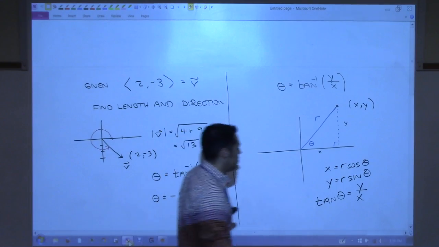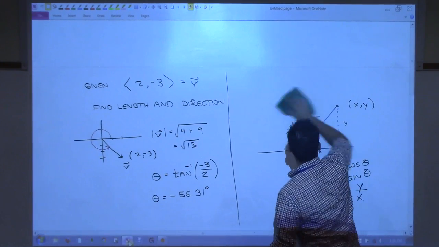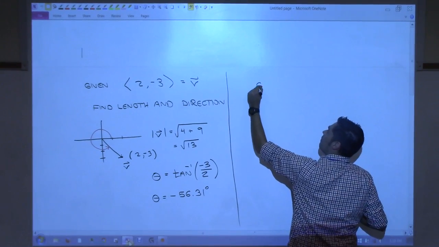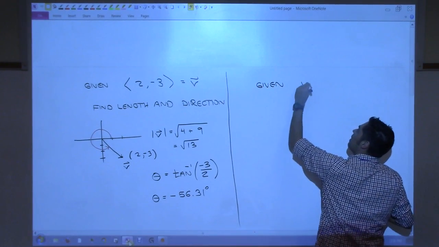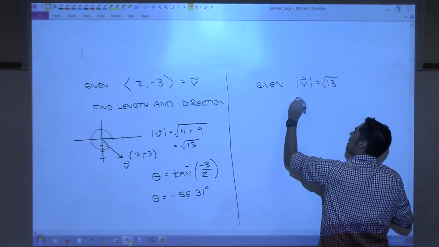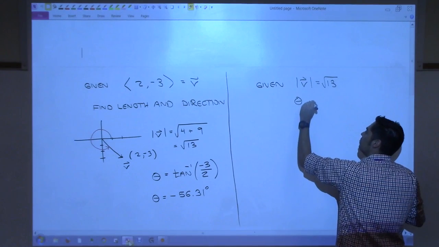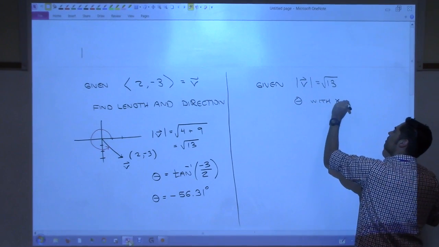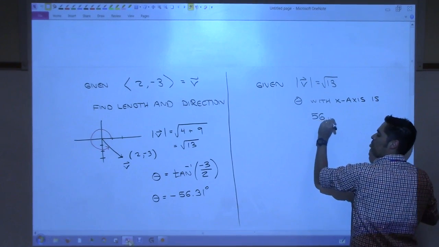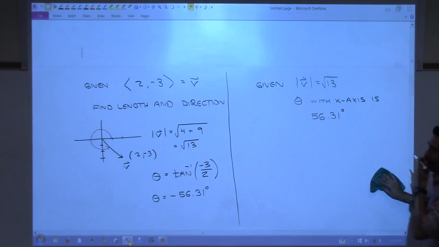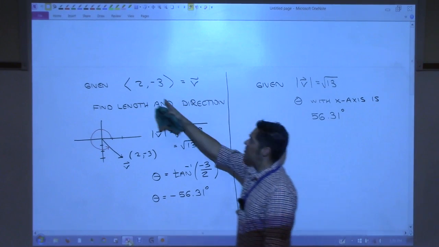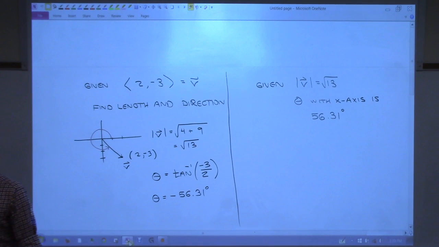Let's go the other way, though. Let me tell you that we're given some vector v, that its magnitude is √13, and that its angle, theta, with the x-axis is 56.31 degrees. It's the opposite information, right? So how are you going to go back? How are you going to go from this back to this vector, (2, -3)? How do you do it?